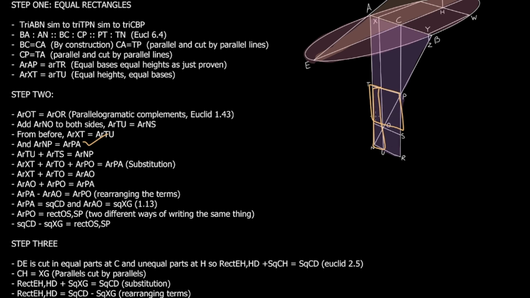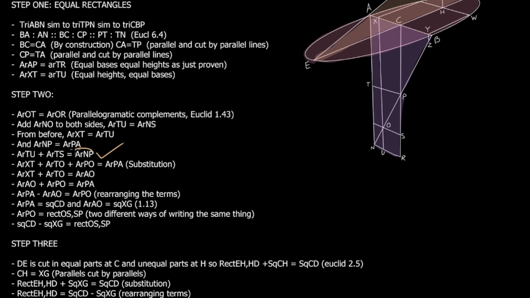Okay, so what we can see here is that when we've drawn these two areas, this part, TO, was an overlap. We drew that twice. And we know that TO was equal to OR because they're parallelogrammatic complements. So imagine moving one of those areas over to here, and that would make this whole area. And we've proven before that that whole area is equal to this whole area. So that means that this area plus this area is equal to this area.